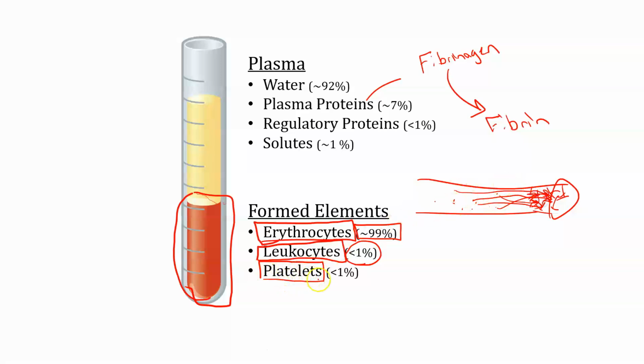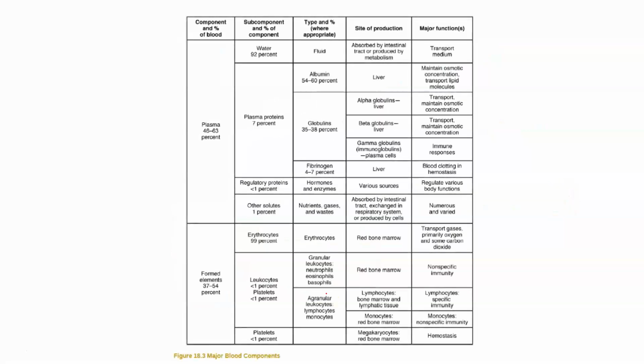Platelets are interesting because they're actually cellular fragments. They're not a cell itself. They're from a big, huge cell called a megakaryocyte, and the megakaryocyte will shed its cytoplasm in these little packets, known as platelets, which are then found in the blood. And those are also less than 1%.